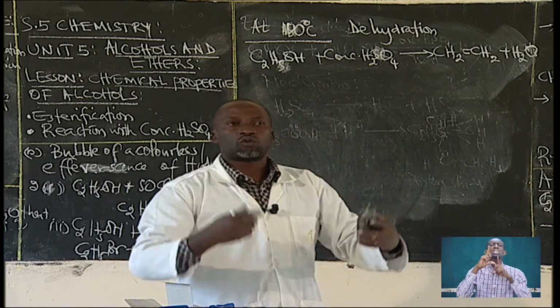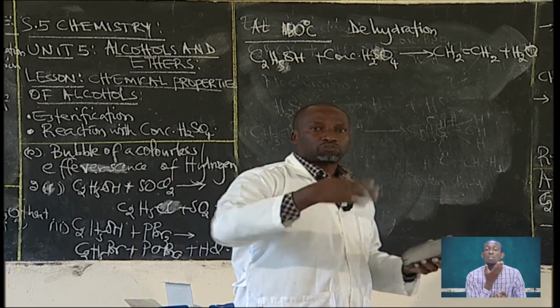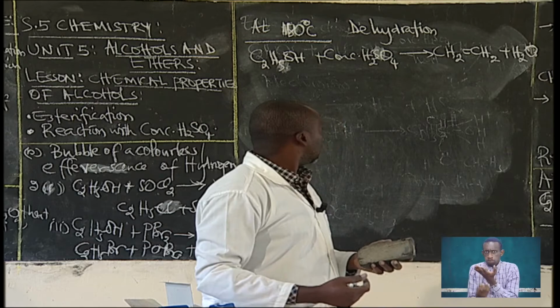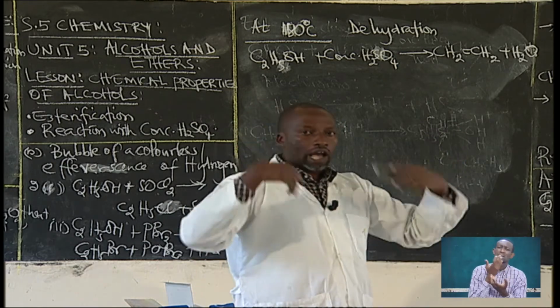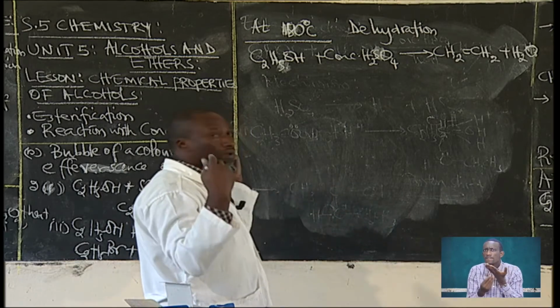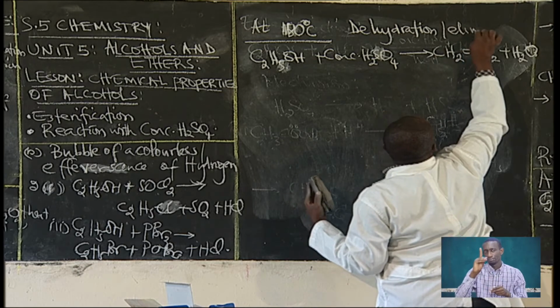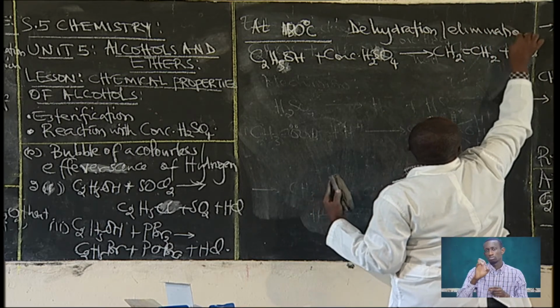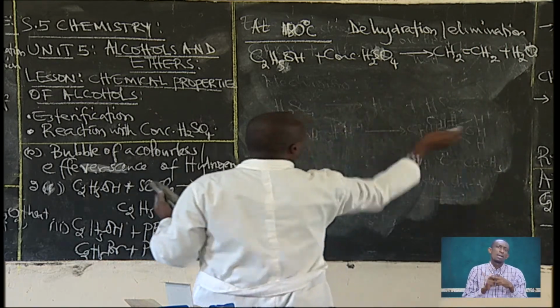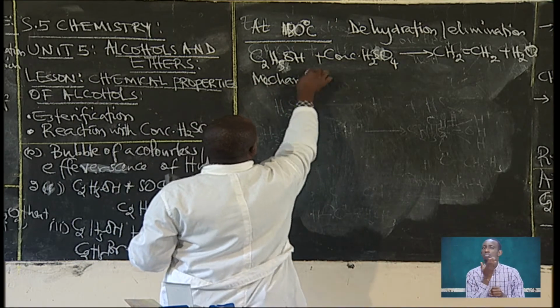When you are dehydrated, maybe if you have spent a lot of water, either by running, you need to hydrate your body by taking more water. So the elimination of water is the dehydration, or we can call it an elimination reaction. How does it take place? Let's look at the mechanism for this.